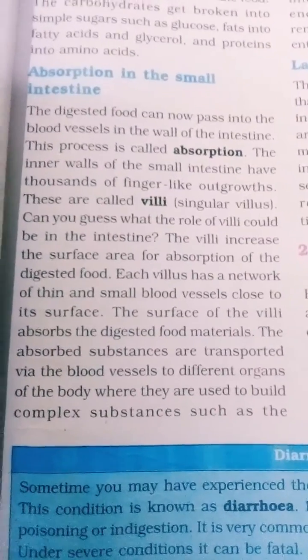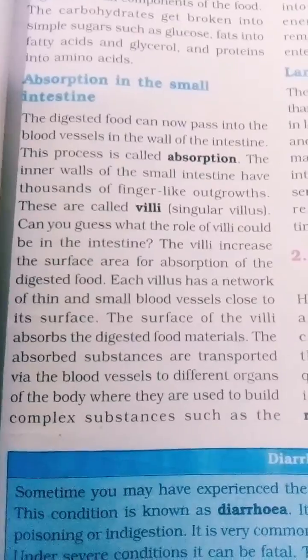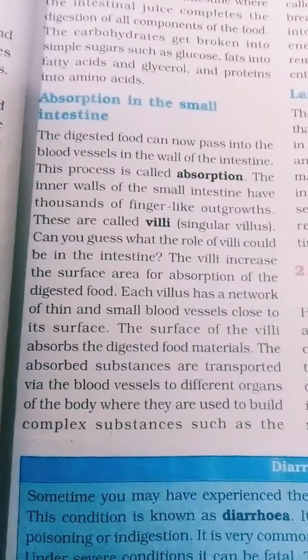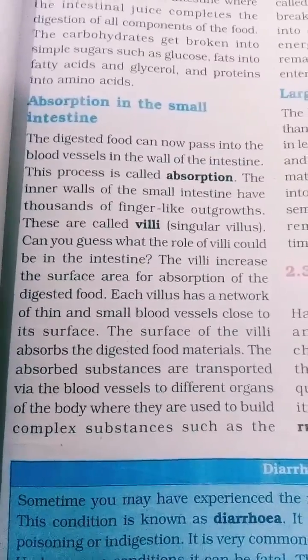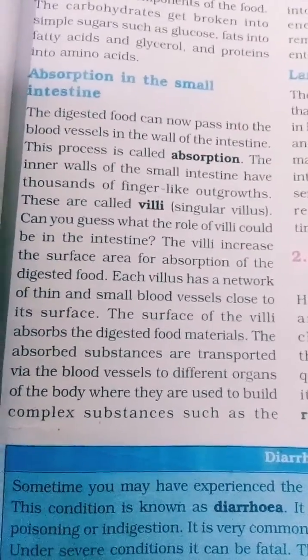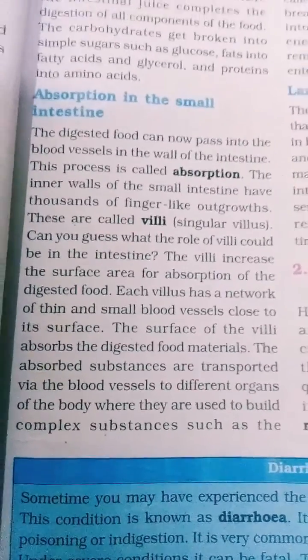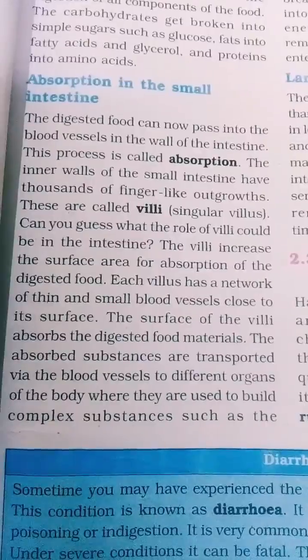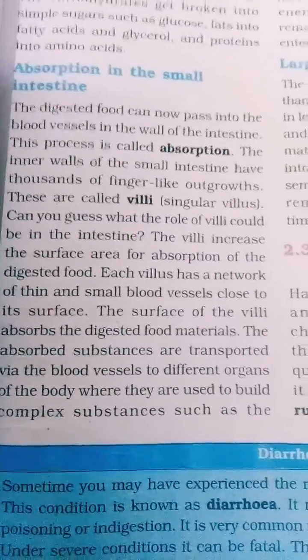Now, today we are going to start our next topic, which is absorption in small intestine. Yesterday, till small intestine, we have studied. Now, we will see how the absorption of food takes place in small intestine. Okay, the digested food can pass into the blood vessels in the walls of small intestine. This process is called absorption.